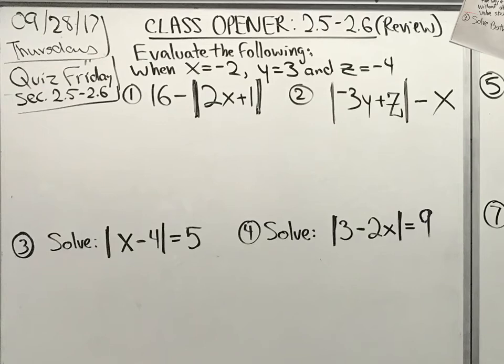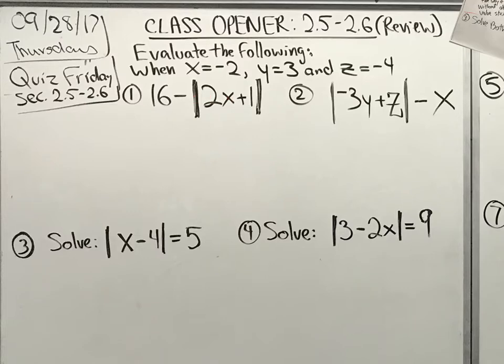So number 1 and number 2 on this class opener are going to be exactly like the first 4 questions on tomorrow's quiz. All right. And just like before, when I tell you to evaluate the variable expression, that means to take the values they give you and plug it in. So Isaac, all you got to do is take the x value of -2 and plug it in right there. There are no other letters.